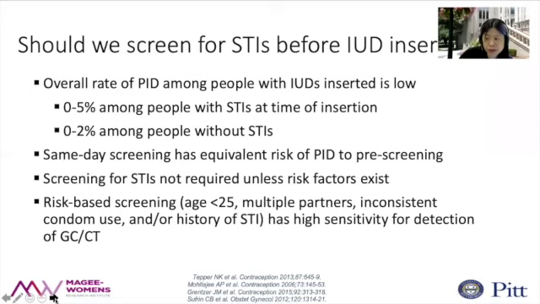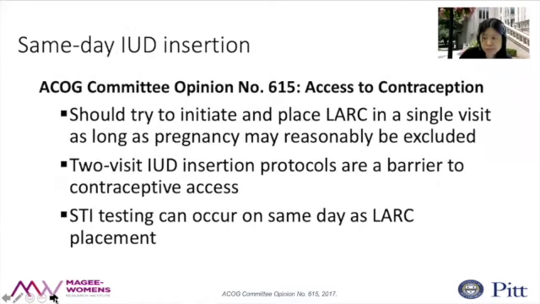And we know from a secondary analysis of the Contraceptive Choice Project, which was a prospective cohort study providing over 9,000 women with no-cost contraception of their choice, that risk-based screening, in other words, screening based on CDC guidelines, such as age less than 25, multiple partners, inconsistent condom use, or history of STIs, has high sensitivity for detection of gonorrhea and chlamydia.